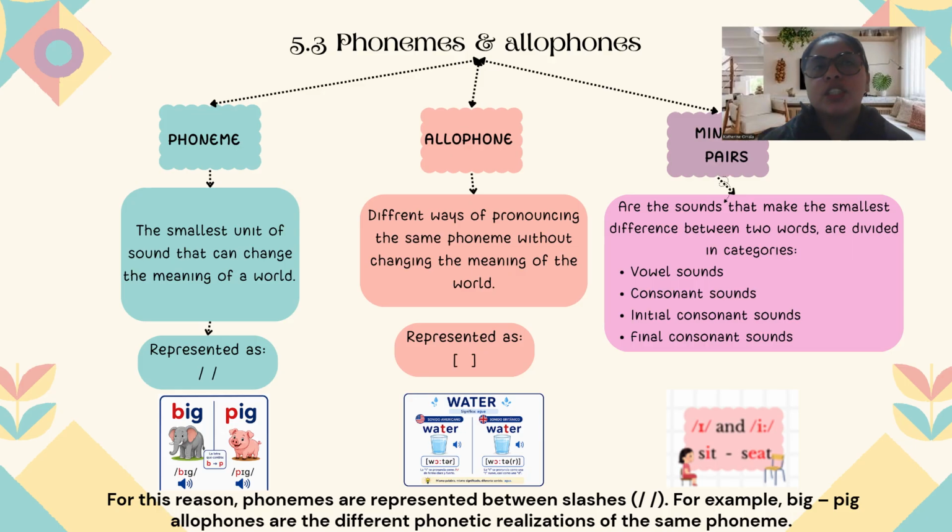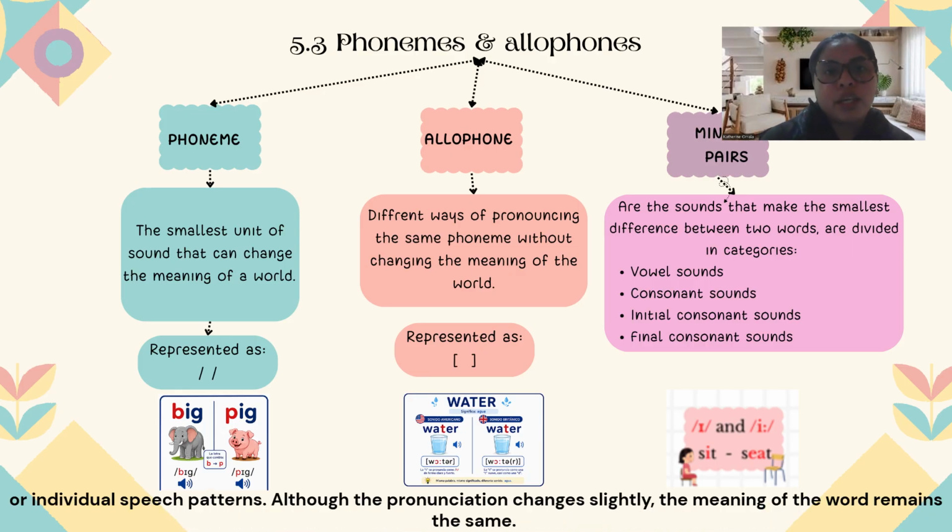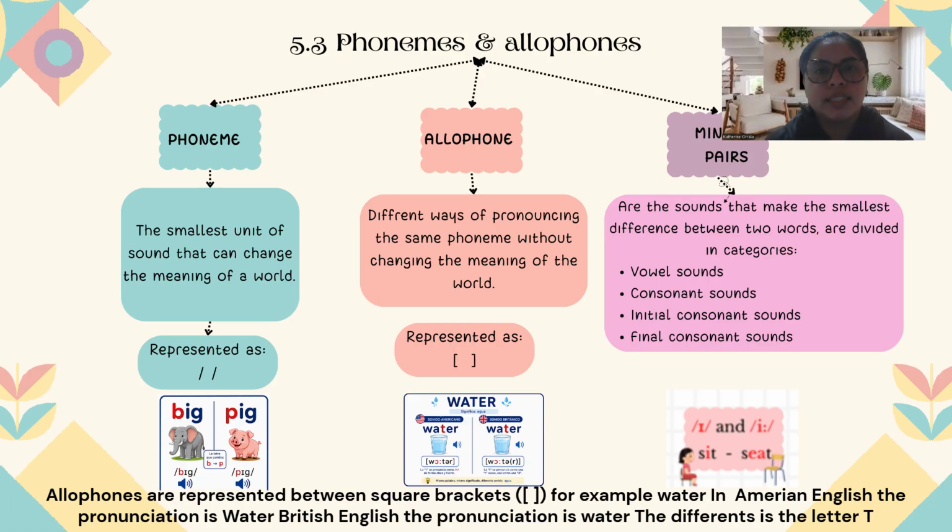Allophones are the different phonetic realizations of the same phoneme. This variation may depend on the phonetic environment, the speaker's accent, or individual speech pattern. Although the pronunciation changes slightly, the meaning of the word remains the same. Allophones are represented between square brackets, for example, water. In American English, the pronunciation is one way, and in British English, another. The different sound is the letter T.